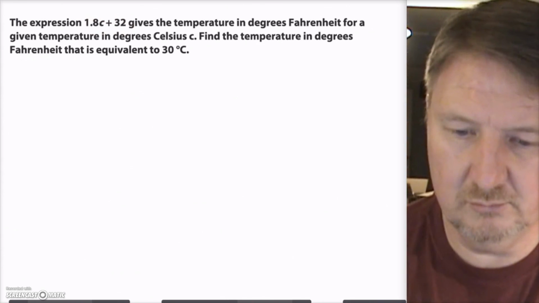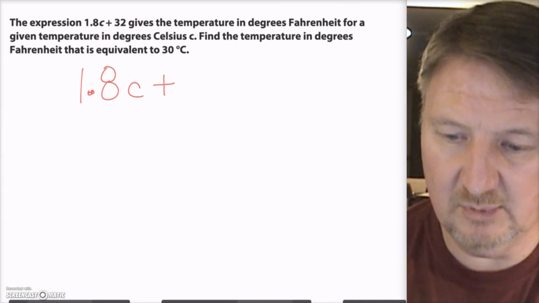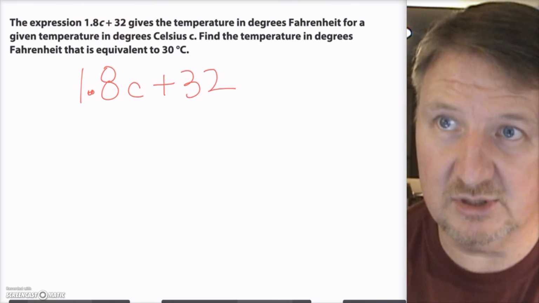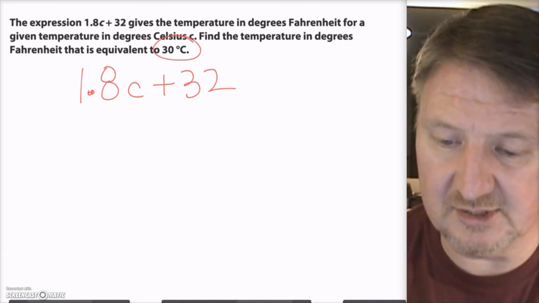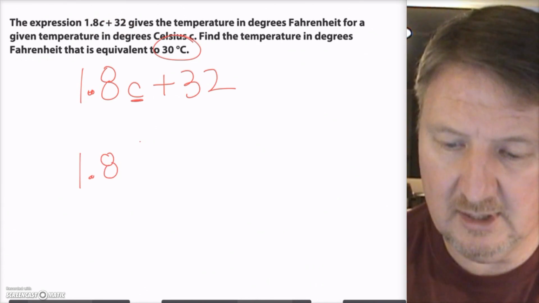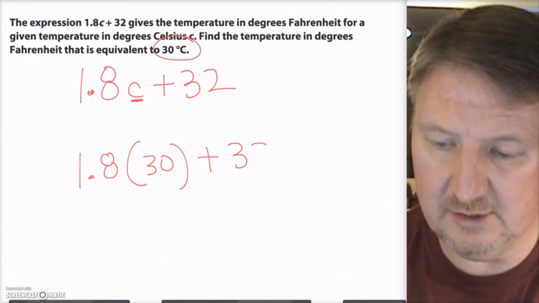So we just do it. Let's start with the expression. We got 1.8 times C plus 32. Remember, a variable and a number next to each other means to multiply. Now we're given a temperature in Celsius. That's what C represents, Celsius. So I say 1.8 times 30 plus 32.